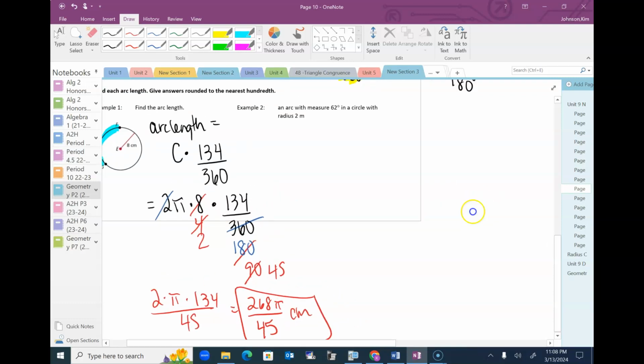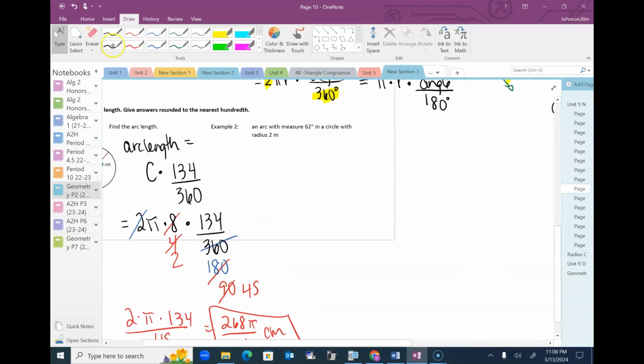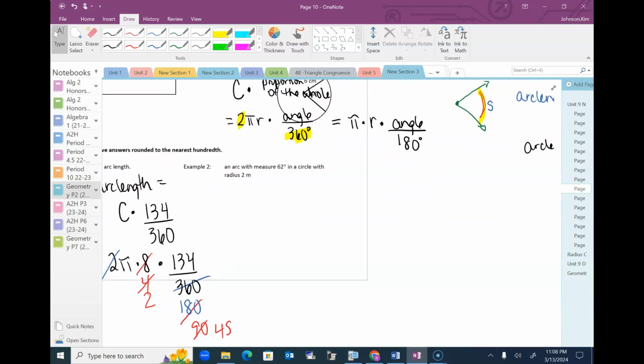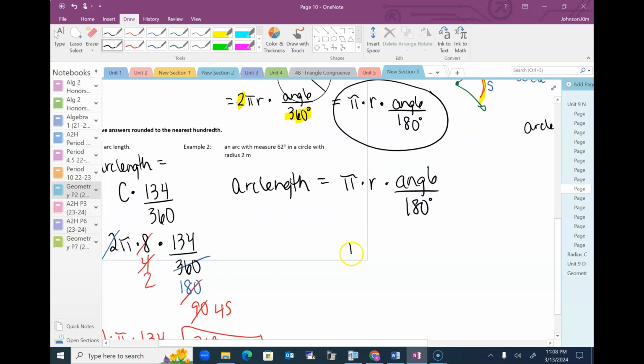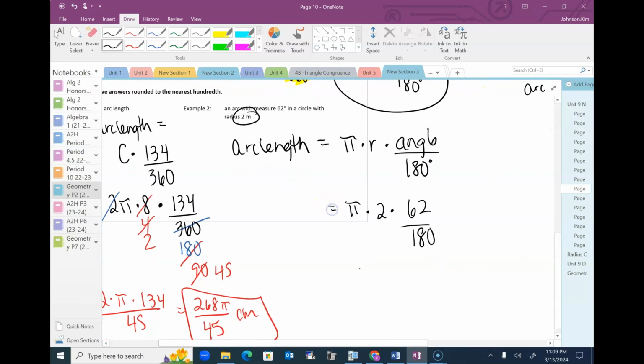Okay, for the last example, before I let you guys work on your own, I'm going to do this one using the shortened version. So I'm going to use this version of the same formula where I just divide out the 2 and 360 from the start. Okay, so the arc length is equal to pi times the radius times your angle over 180. So in this case, I'm going to do pi times a radius of 2 times our angle, which is 62, over 180.